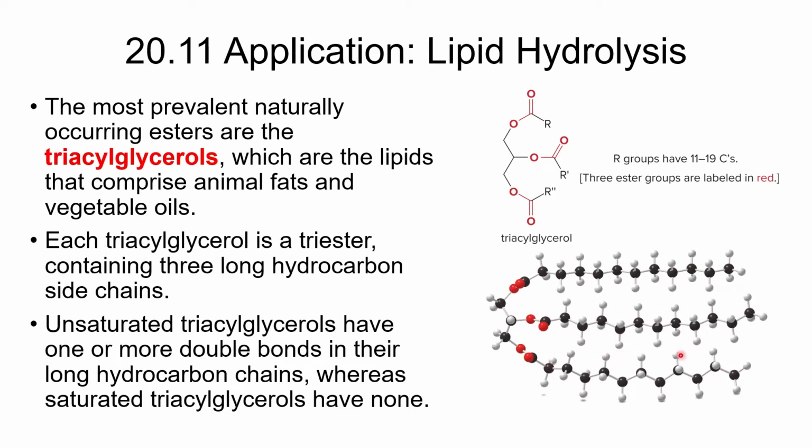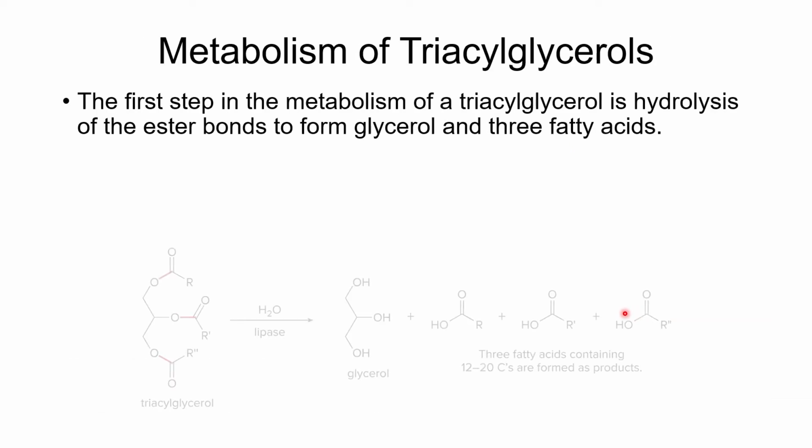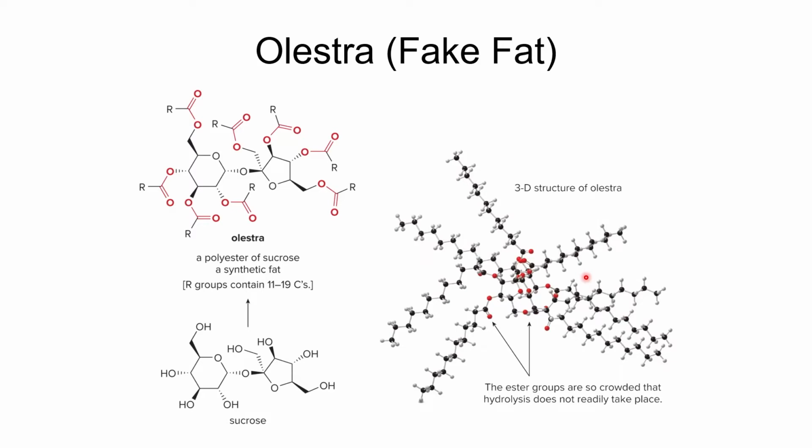Here is a picture of an oil, and this could be either a vegetable oil or an animal fat. Again, the big difference is how many unsaturations it has. All right, and here, this is a fake fat. So this is where we've got this sucrose that has been functionalized with acyl groups. So we've converted this sucrose into acyl groups. And all of the R groups are from 11 to 19 carbon, so you can use fatty acids that you normally would use.